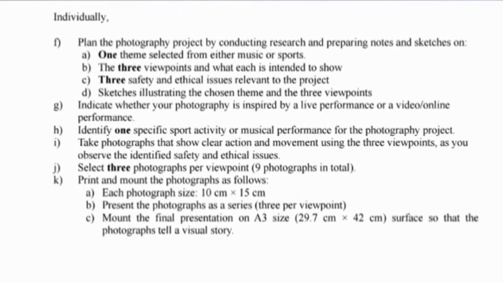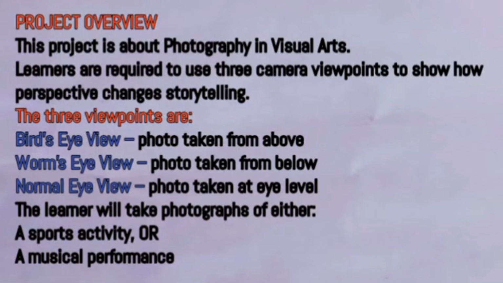Today we are going to learn how to successfully do the grade 9 visual art, that is photography project, step by step. This video will guide both learners and teachers on planning, taking, arranging, and presenting the photographs correctly for full marks. Under the project overview, we find that this project is about photography in visual arts, and learners are required to use 3 camera viewpoints to show how perspective changes storytelling.